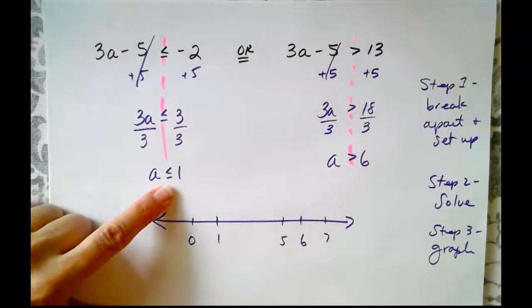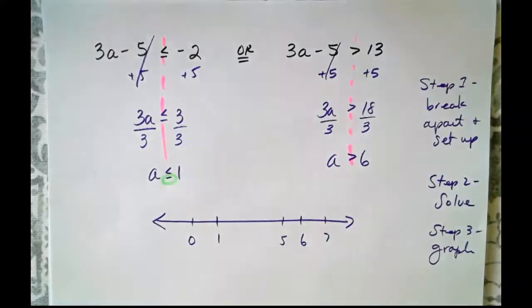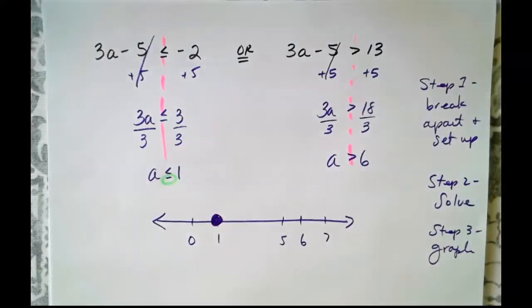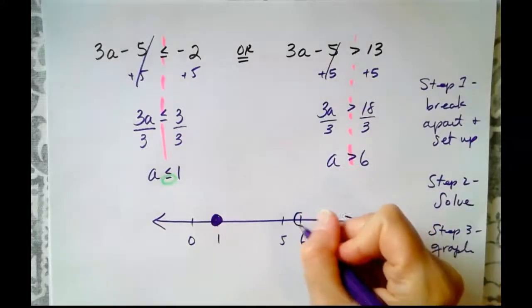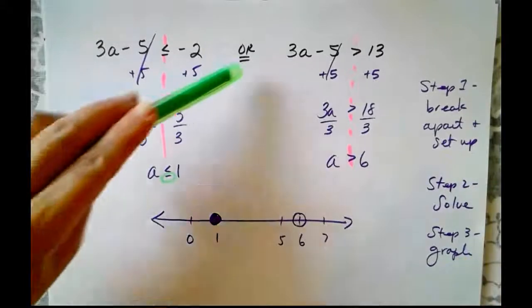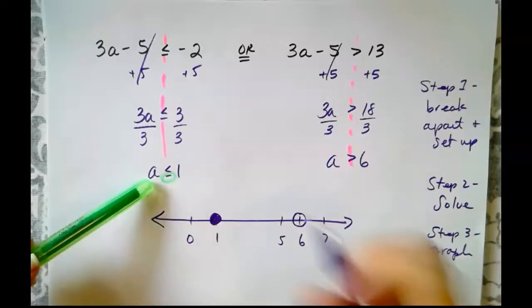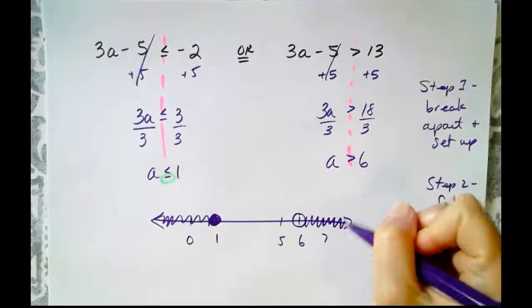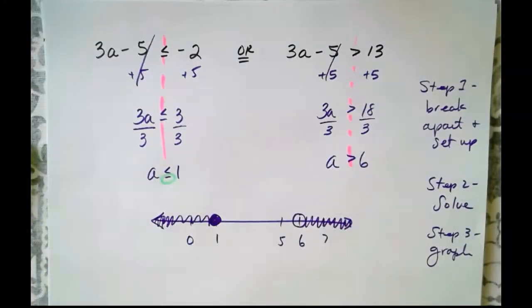A is less than or equal to 1. Because we have the or equal to, we will have a closed circle on 1 showing inclusion. A is strictly greater than 6. We do not include 6. That means it's open. It's an or. We know it's going to be a disjunction. Our answers are less than or equal to 1 or strictly greater than 6. The trains are going in opposite directions. This is our graphed solution set.